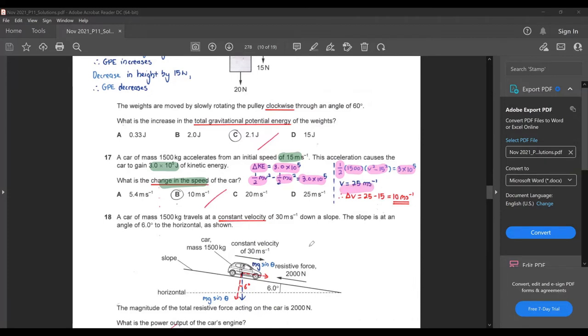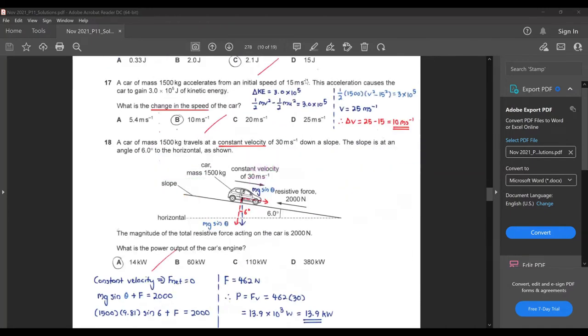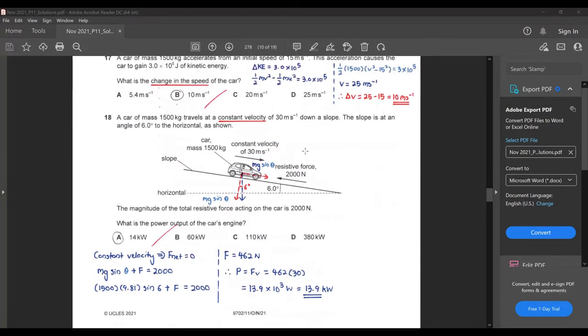So you solve this one, you're going to get velocity as 25 meters per second. Therefore, your change in velocity will be 25 minus 15, giving me 10 meters per second. So the answer is just B. Okay, so this one's pretty straightforward. Now, number 18, this one also, I think, is pretty straightforward.